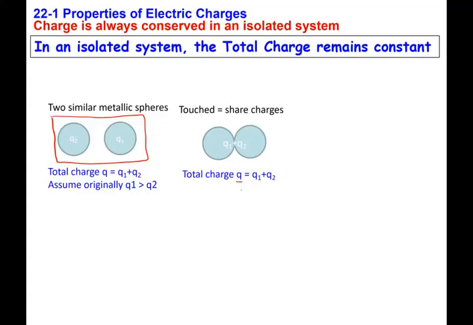The question: if we separate the two spheres away from each other, what do you think the charges will be on each of the spheres? This is still an isolated system. After they touch, and they are very similar spheres, assume these are metallic spheres, and then we separate them from each other, what do you think the charges will be on each sphere? You can use the chat or turn on your microphone.